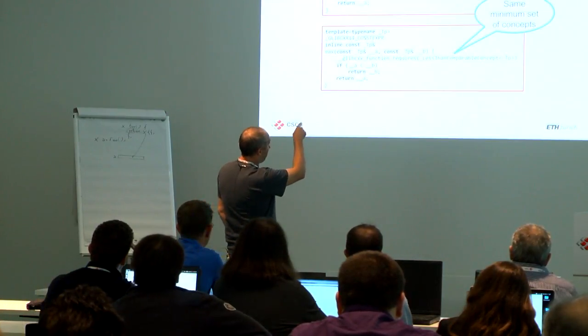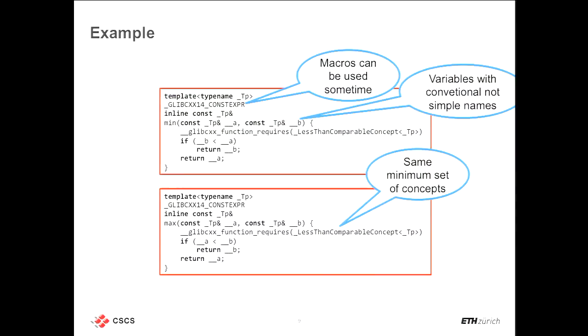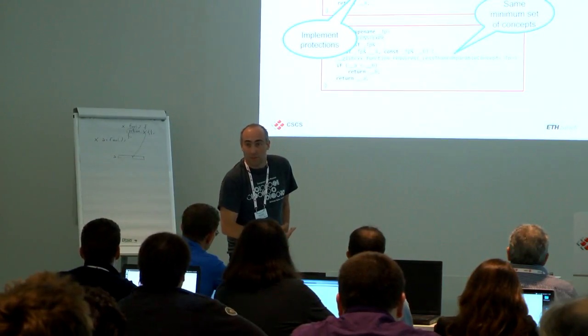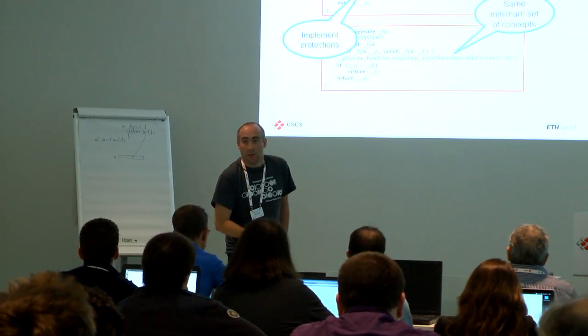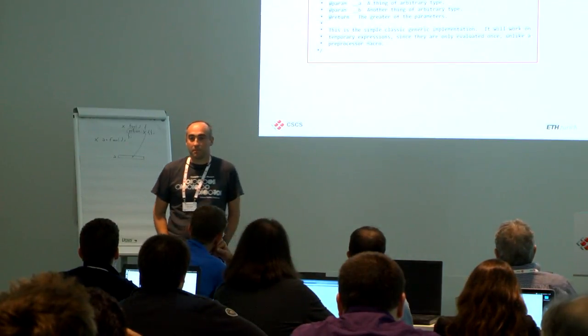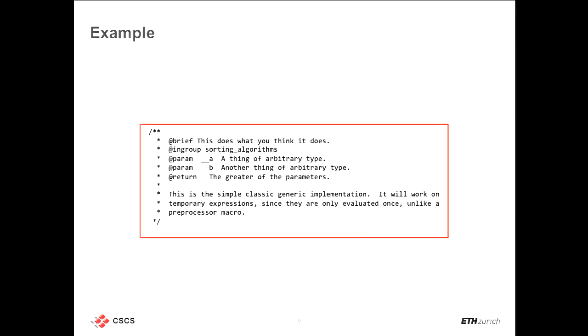Again, the same minimum requirements on the function, and this implements the protections that we have seen before, like a static assert, right? So they do the same. And what about comments? Do you think this code can be commented? Should it be commented? Does it need comments or not? No, right? Very easy. Look at the comments that are in the standard library. A huge comment.